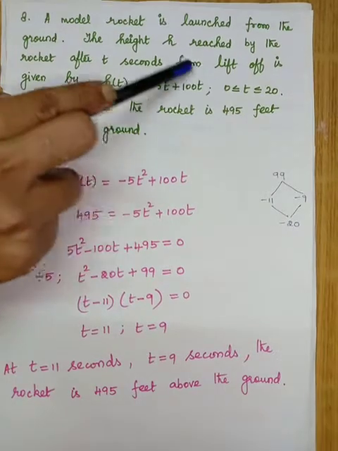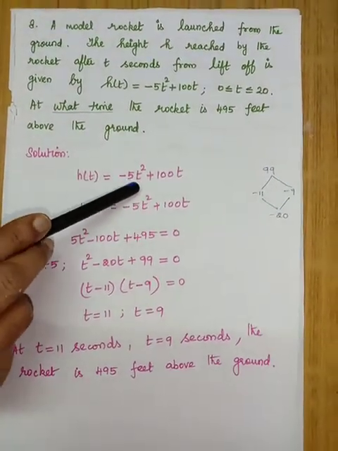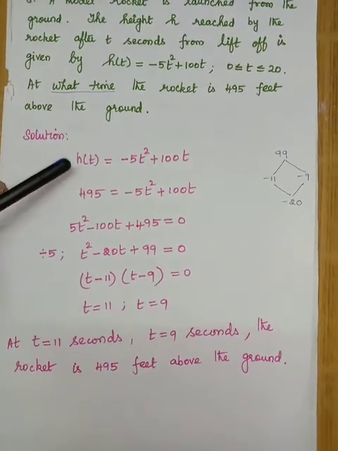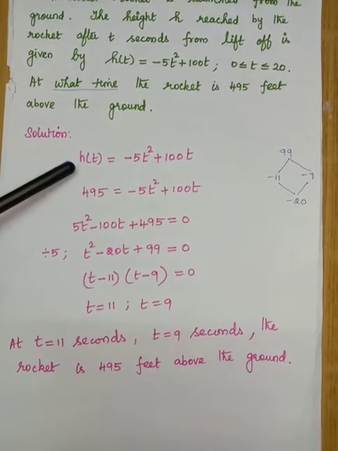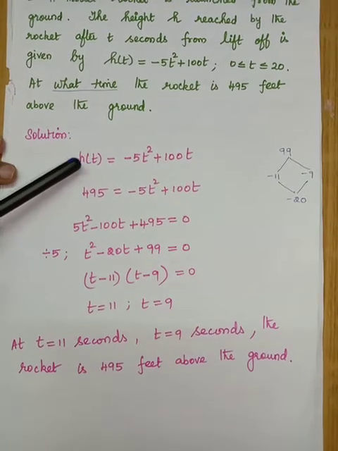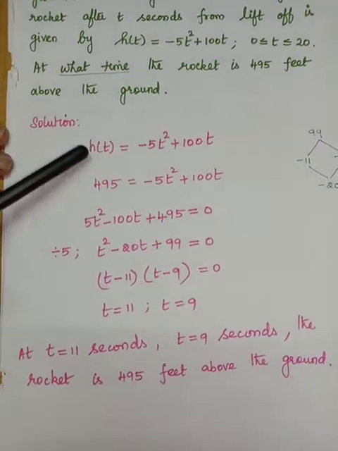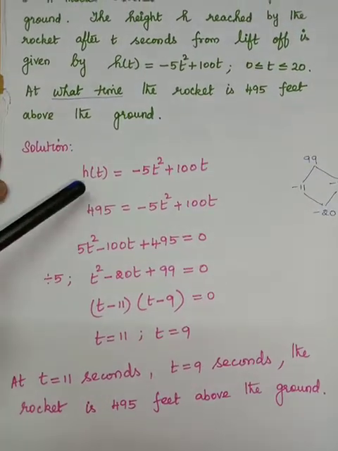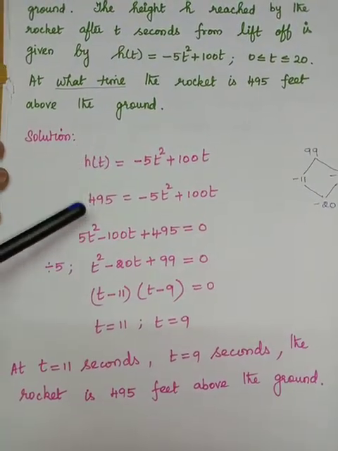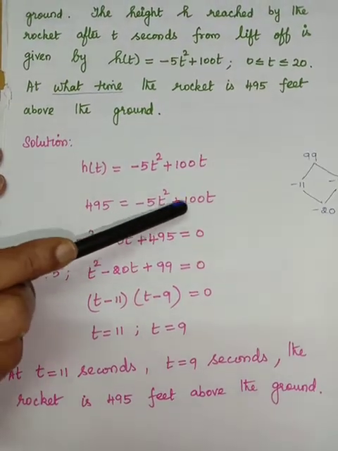Here the equation is given, h of t is equal to minus 5t squared plus 100t. h is the height reached by the rocket, and t is the time taken to reach that height. Since h is a function of t, it is given as h of t. Now what is the height it has to reach? 495. So in the place of h we substitute 495, that is equal to minus 5t squared plus 100t.